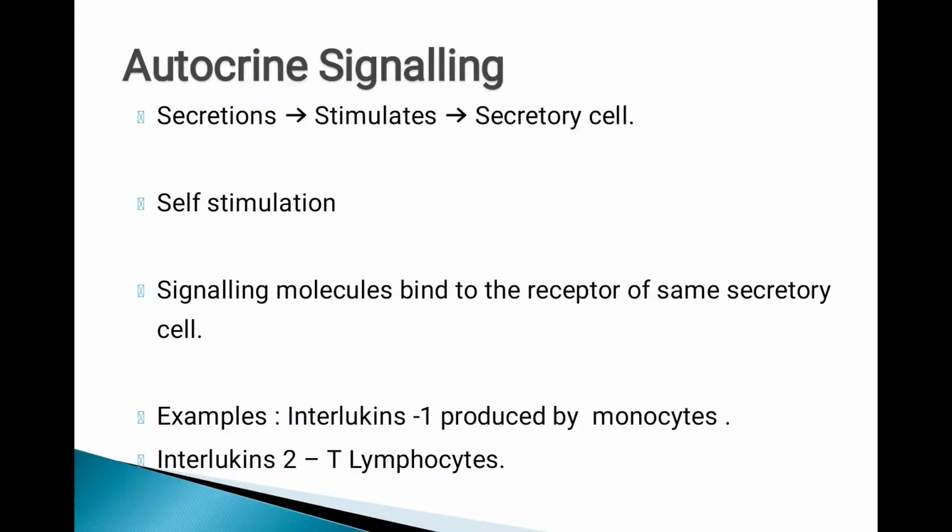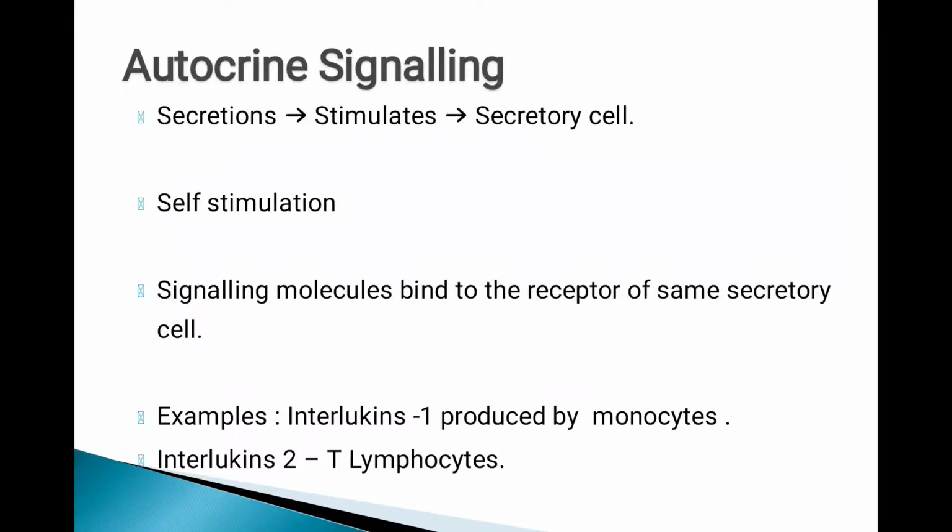The second type of signaling is autocrine signaling. Here the cell secretes a certain kind of secretions, and they stimulate its own cell. So such kind of signaling is called autocrine signaling. Auto refers to self. Here the secretory cells release certain kind of secretions, and those secretory cells have receptors for the same secretory molecules. So such kind of signaling is called autocrine signaling.